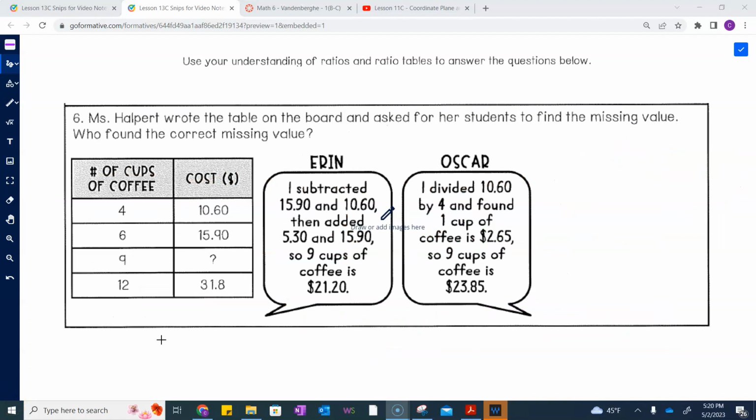All right, we're going to use our understanding of ratios and ratio tables to answer these questions. Miss Halpert wrote the table on the board and asked her students to find the missing value. Who found the correct missing value, Erin or Oscar? So go ahead and read through Erin and how she found her answer, then read through Oscar to see how he found his answer. And then you need to decide who found the correct missing value. And when you've decided, you should have some type of ratio work showing and justifying why you selected the answer you selected.